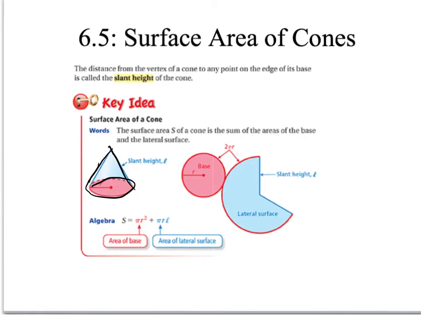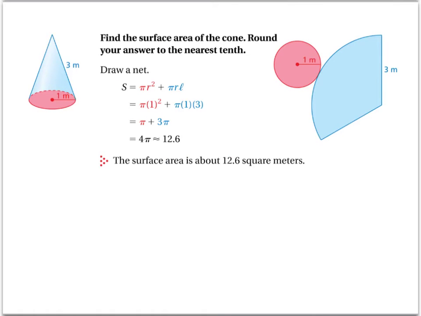Biggest thing you need to understand is the formula. There is the formula. We already know the area of a circle, pi r squared, also known as the base of the cone. And the lateral surface area is going to be a little different than we're used to. But just like we did with cylinders, we have to do them in parts and then add them together at the end. So pi r squared plus pi r l, and l is the slant height of the cone.